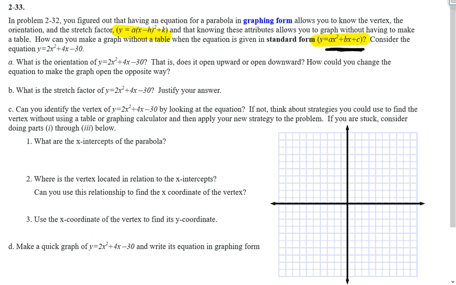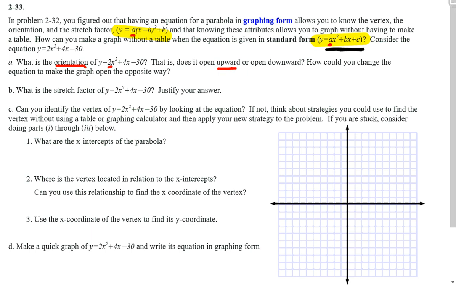So in the first problem, it's talking about what the orientation is of it. One of the things that I want you all to see, and this is something that gets forgotten over time, do you see how there's an a value right here in standard form? And there's an a value right here in graphing form. There's a reason we use the same parameter in both of these forms. That a value is that vertical stretch, and it's the same. It also always tells you the orientation. So therefore, because our a value here is 2, we know that it opens up.